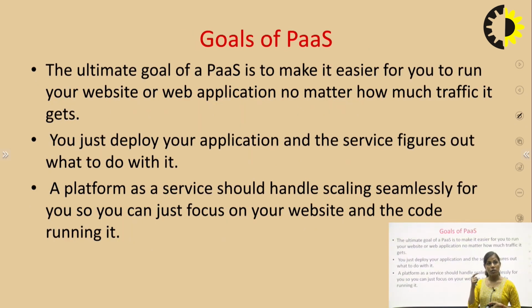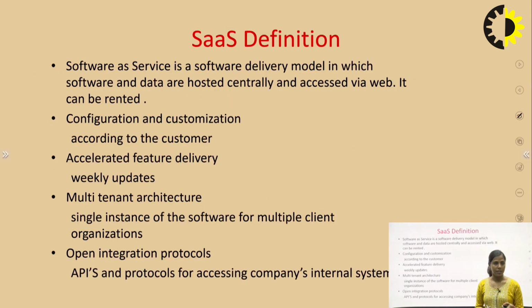These are the different goals of platform as a service. It makes your life easier to run particular websites or applications. No matter how much traffic you have, you can just deploy your applications. A platform as a service should handle scaling, meaning whenever you need to scale up or scale down, it can easily manage these websites. This is how SaaS works.